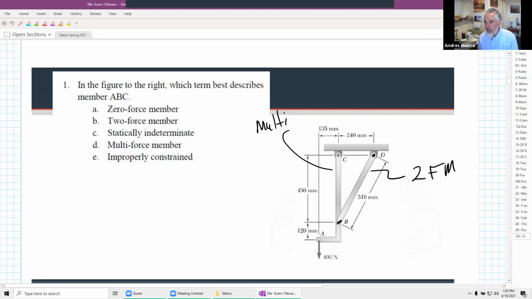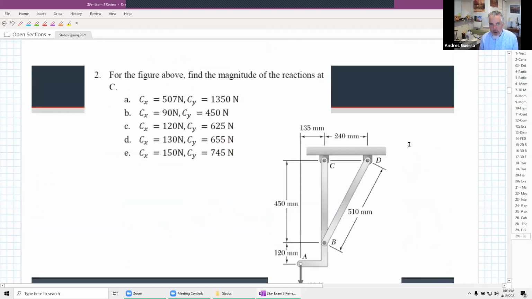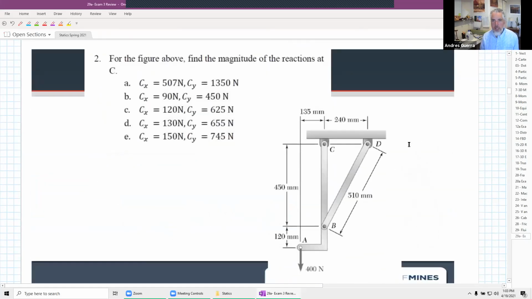That's our first step if we were asked to solve this problem: find the types of members that we have. Then when we are asked to find the magnitude of the reactions at point C, we have some choices for FBDs. We know that B to D is a two force member, so the line of action goes between B and D. We can do an FBD of the whole thing.